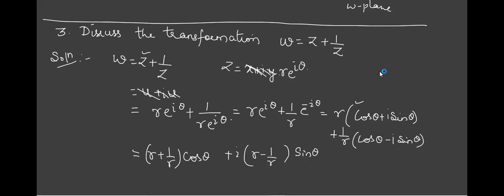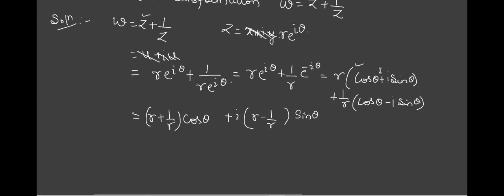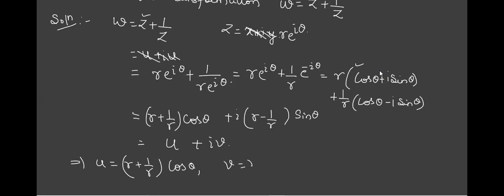Tell me, is it in the form of a complex number, complex function form? Yes. This is in the form U plus IV. Okay. Now, what is U? U equal to R plus 1 by R into cos theta, and V is R minus 1 by R into sin theta.